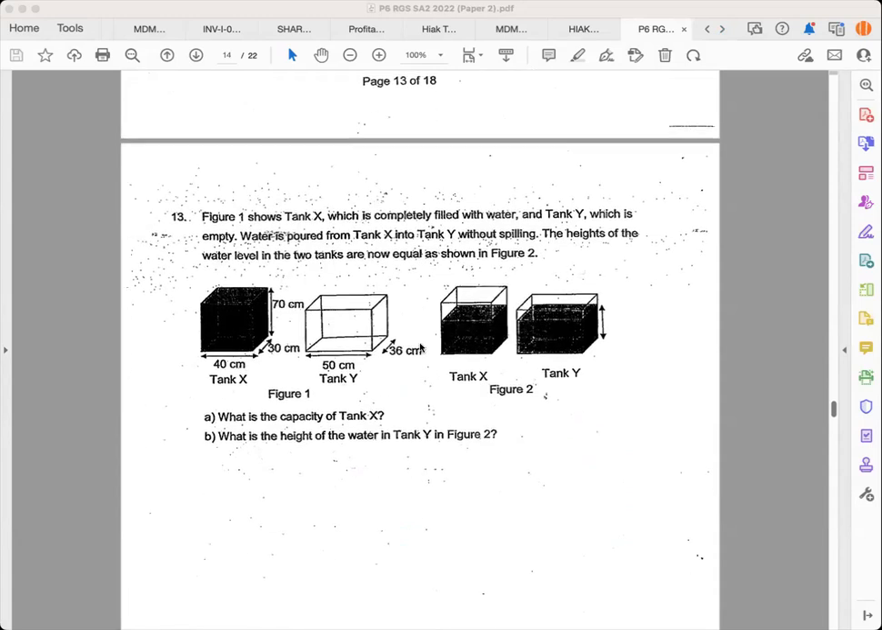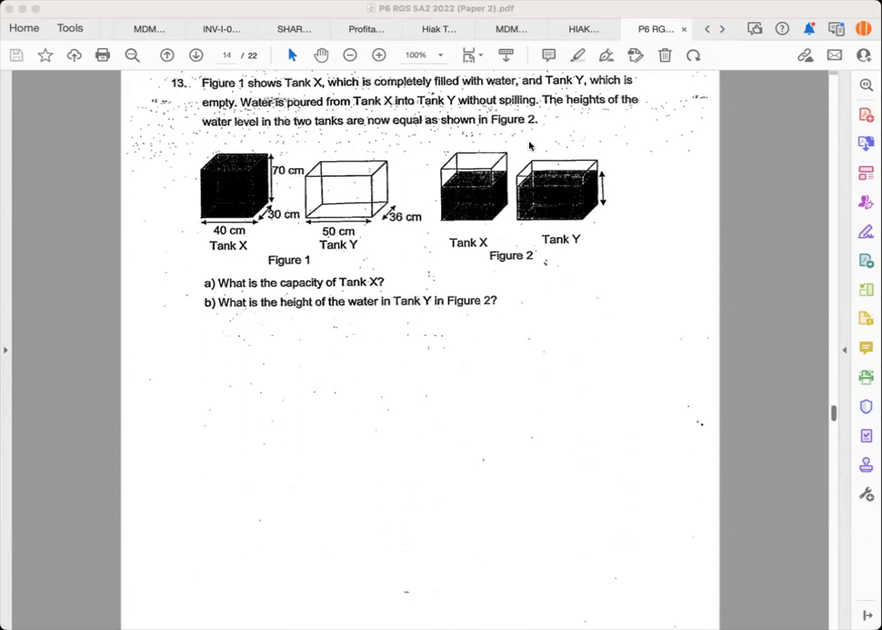Let's continue with question number 13. Figure 1 shows tank X, which is completely filled with water, and tank Y, which is empty. Water is poured from tank X into tank Y without spilling. The height of the water level in the 2 tanks are now equal as shown in figure 2.